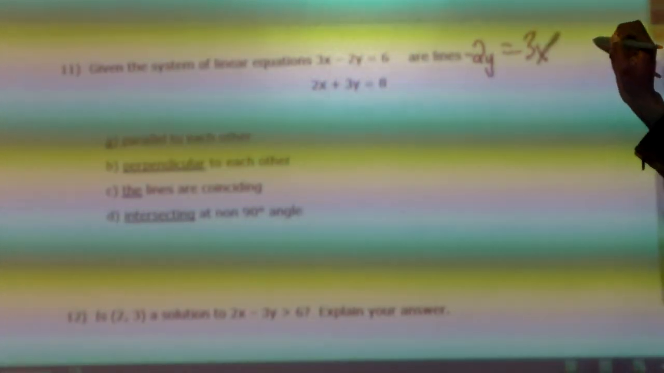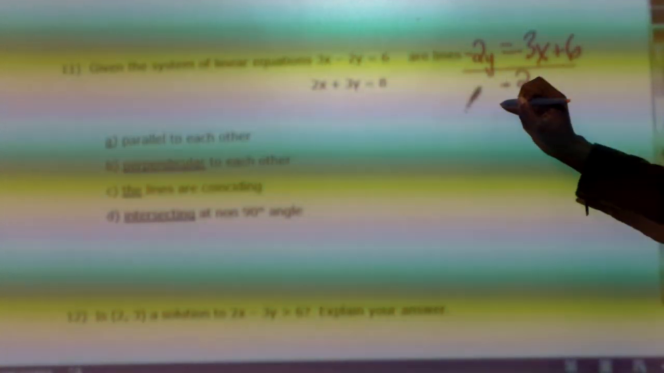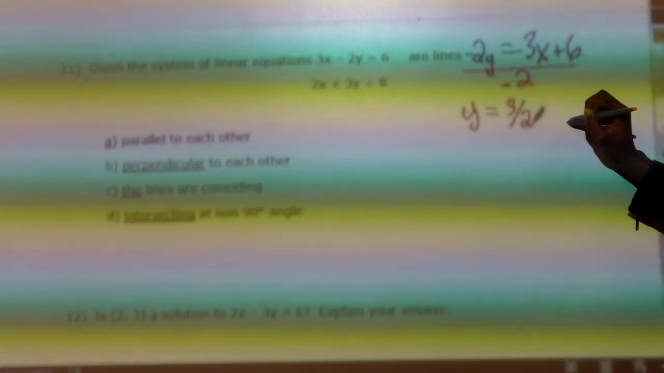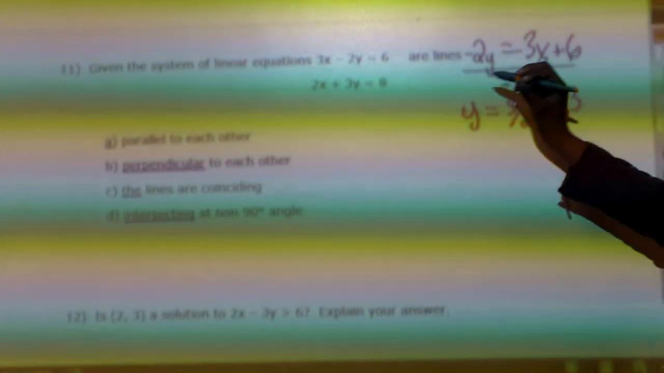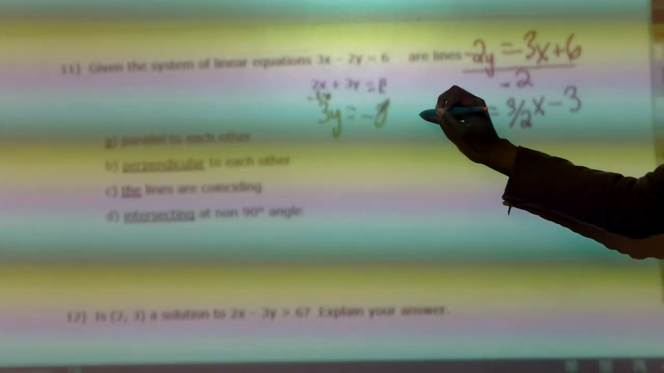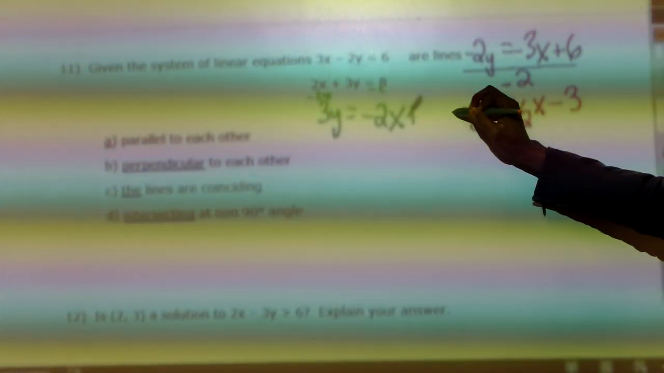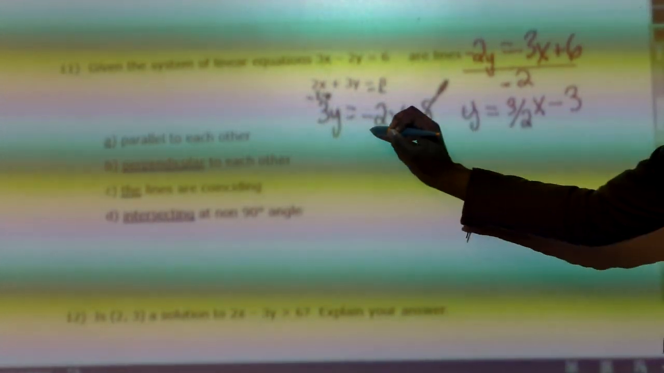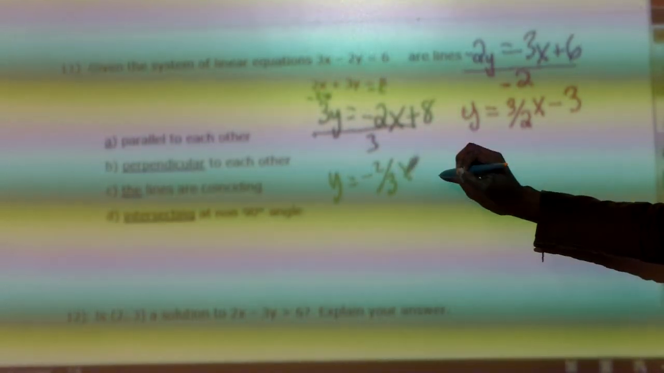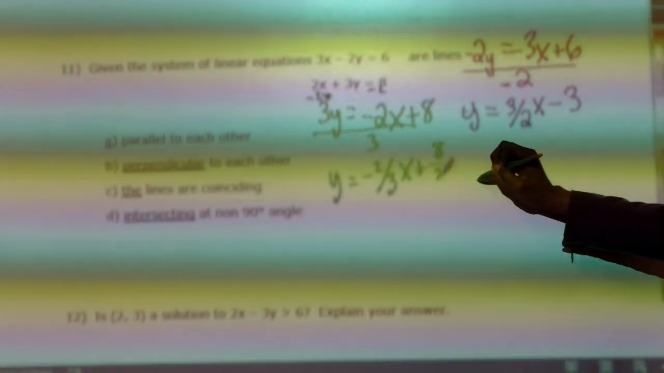We have negative 2y. Subtract 3x on both sides, plus 6. Divide by 2, negative 2. And we end up with y equals 3 over 2x minus 3. On the second one, we have 3y, subtract 2x on both sides, we end up with negative 2x plus 8. Divide everything by 3 and we get y equals negative 2 thirds x plus 8 thirds.